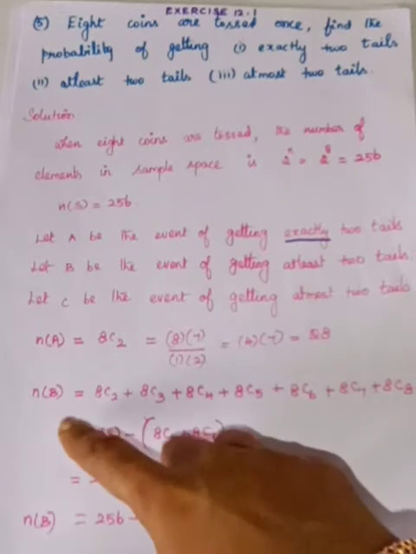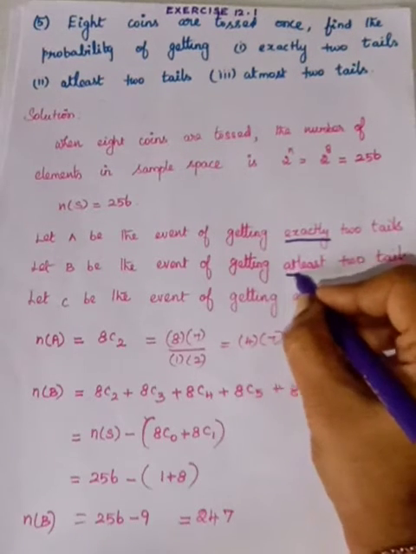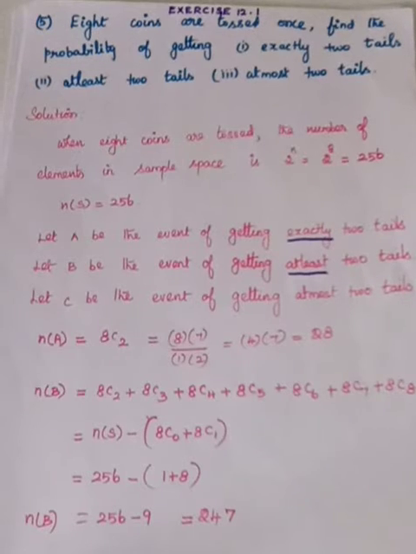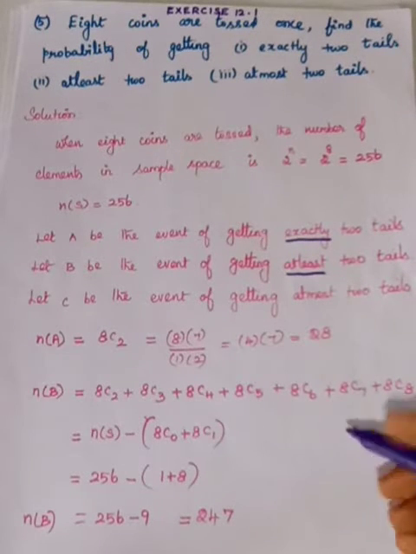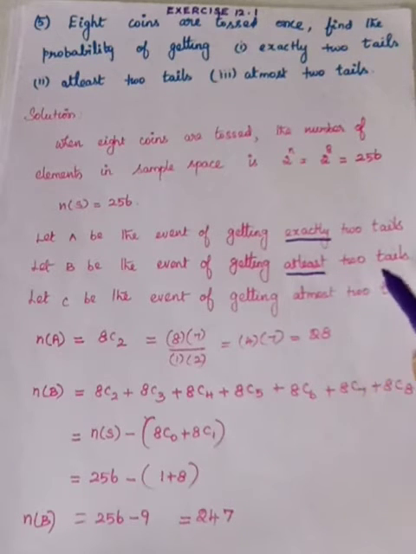Okay. Next, in the same way, we are going to find n of B also. So n of B means B is the event of getting at least 2 tails. At least means you have to use the symbol greater than or equal to. So greater than or equal to 2 tails means you can have 2 tails, 3 tails, 4 tails, 5 tails, 6 tails, 7 tails, 8 tails.